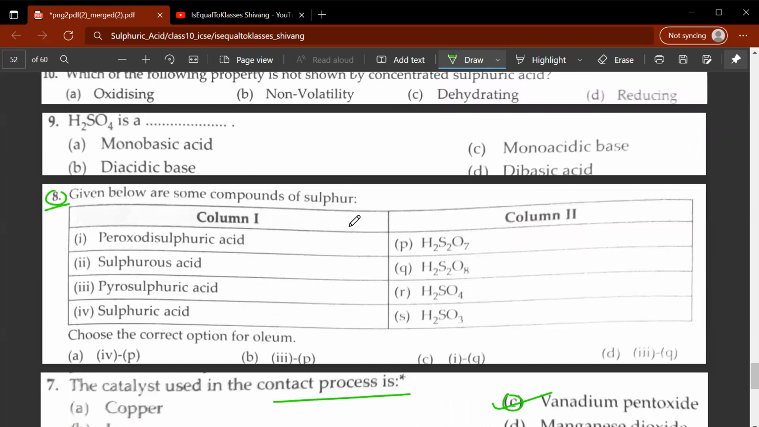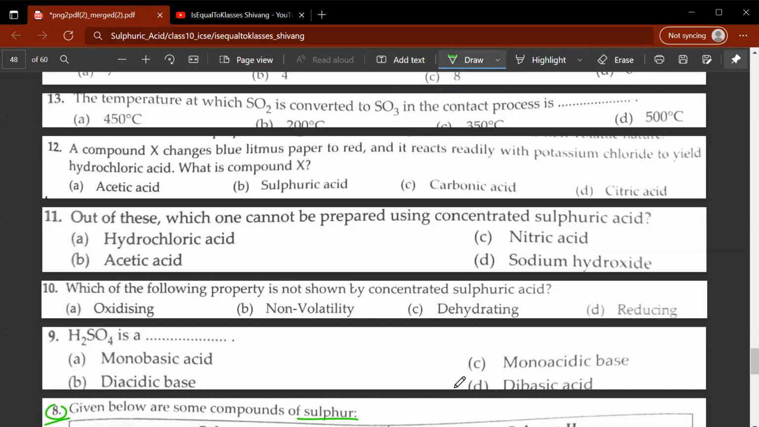Eighth question, given below are some compounds of sulfur, so choose the correct option for oleum. So oleum would be third, pyrosulfuric acid. So the correct answer for this would be B. Ninth, B. H2SO4 is a dibasic acid. 10th question, which of the following property is not shown by concentrated sulfuric acid? So D, reducing is not a property that is shown by concentrated sulfuric acid.